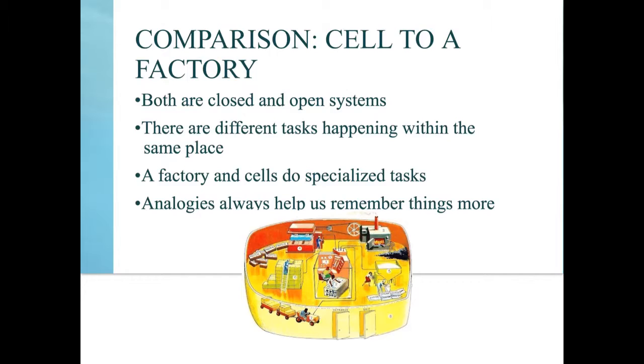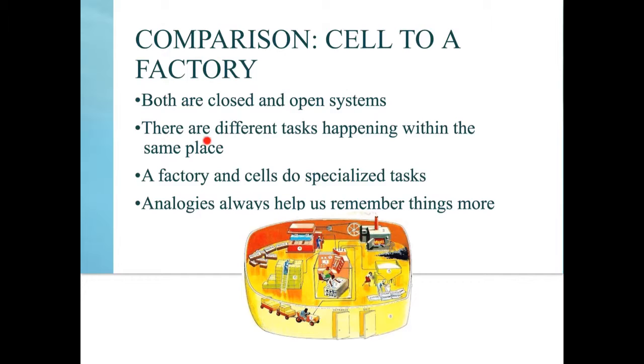Before we begin comparing the cell to a factory, let's think about what makes them similar that we could actually compare them. They are both closed and open systems. When I say that, that means that things can come in and out of a cell, as well as people and products come in and then leave the factory. But there are several things that always stay within both the cell and the factory that don't move, creating a closed system and an open system.